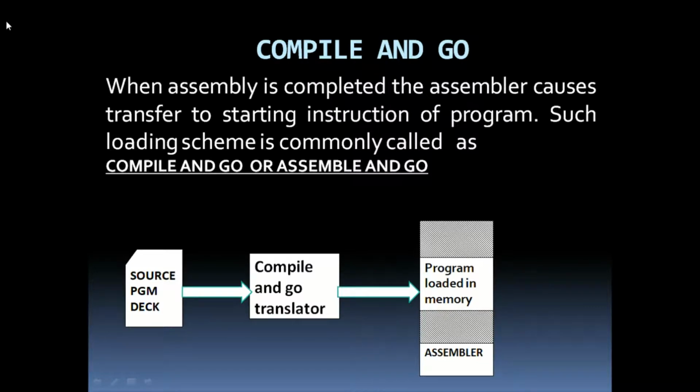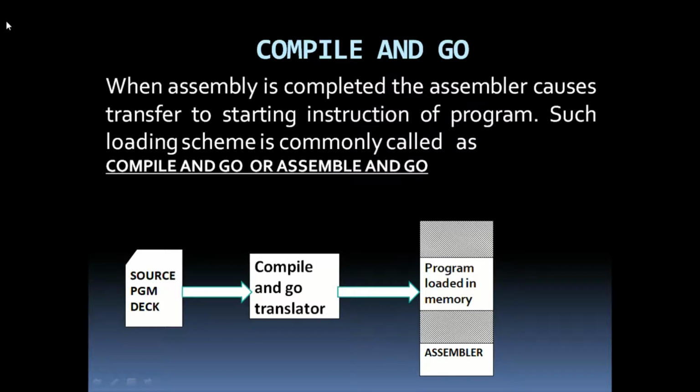When the assembling is completed, the assembler causes the transfer to the starting instruction of the program, that is the first instruction of the program. So such a loading scheme is commonly called compile and go or assemble and go. See the diagram on the screen.